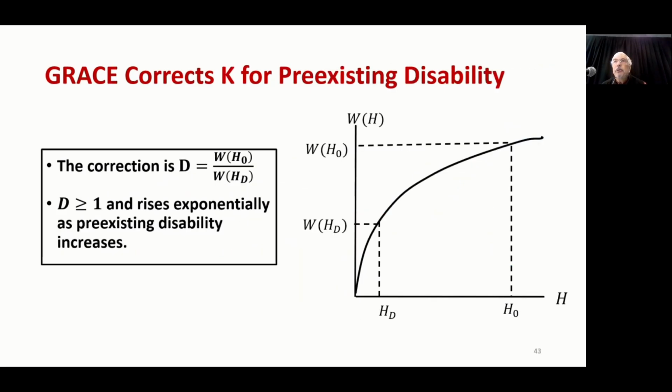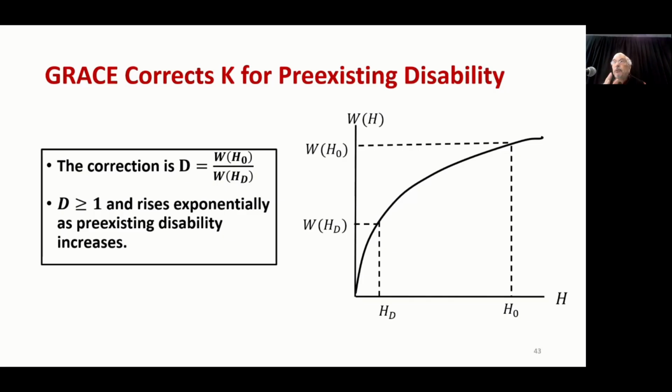Now, there's a similar change adjustment for pre-existing disability. Net correction is mathematically slightly different. It's the ratio of the utilities in perfect health to the utility in the disabled state. This arises because in the disabled state, the utility of consumption is lower, so the foregone utility is smaller, and you're willing to pay more for health.